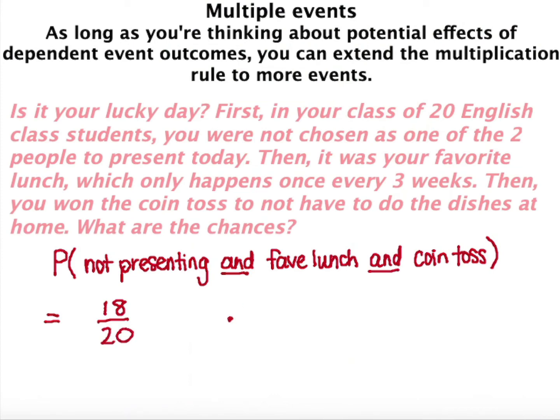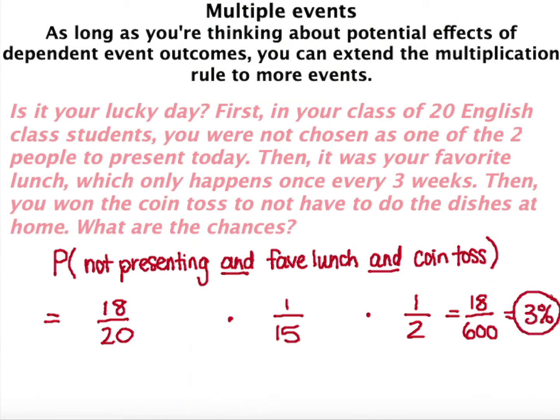It's your favorite lunch. It only happens once every 3 weeks. I'm assuming this is a school lunch thing in a normal year, so that would be 15 school days, and it only happens once every 15 school days. Pretty lucky. And then you won the coin toss so that you didn't have to do the dishes. We multiply straight across. And that's a 3% chance of all of those things happening on the same day, so that's a pretty lucky day.